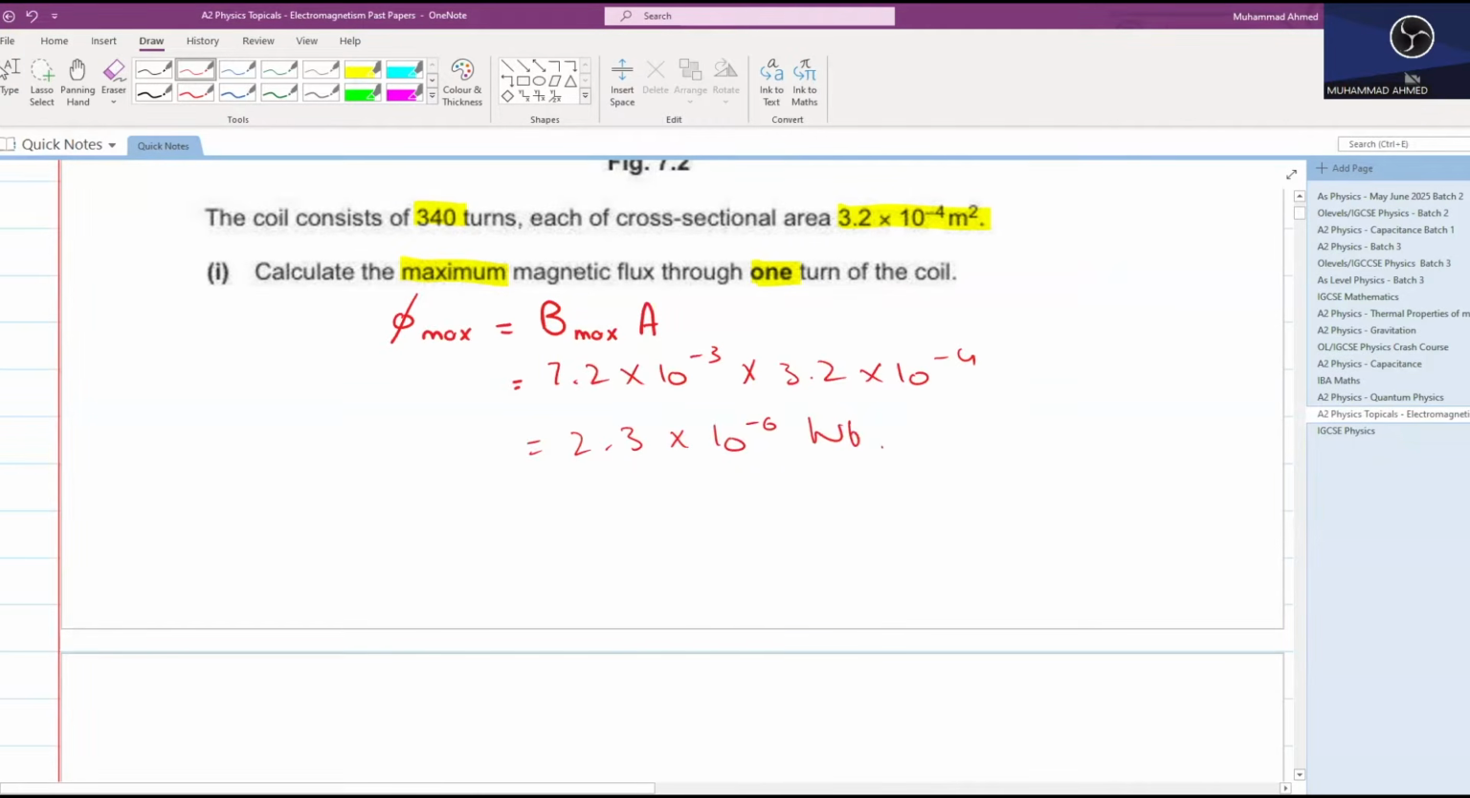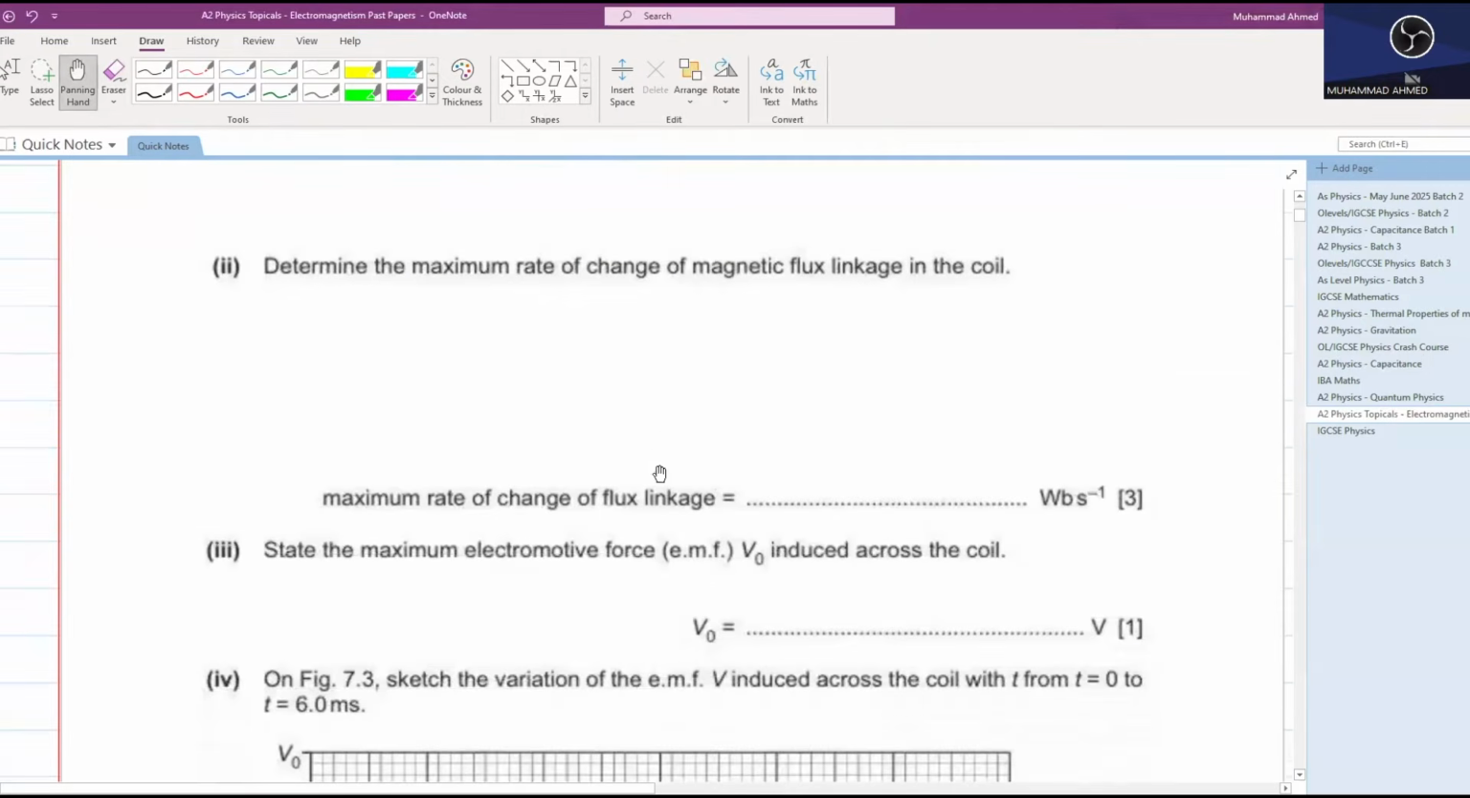Now, one thing you might have noticed is that I have not multiplied by the 340 turns. Why? Because we had to calculate the magnetic flux for only one turn. So let's further move ahead.